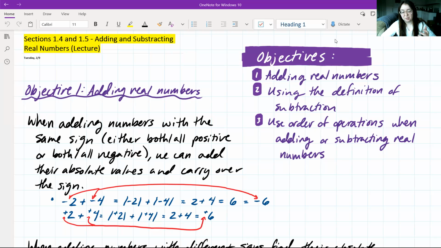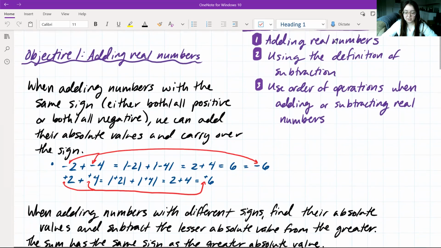So going forward here with sections 1.4 and 1.5 combined, we give them 3 objectives. So our first objective is that we want to add real numbers. Our second objective being that we're going to use the definition of subtraction. And then for our third objective, we want to use the order of operations when adding or subtracting real numbers. So starting with our first objective here, adding real numbers.